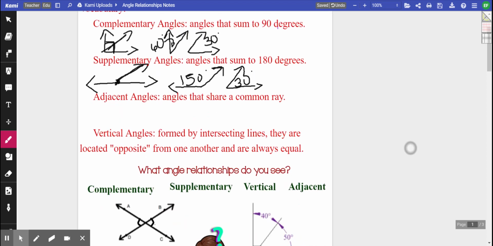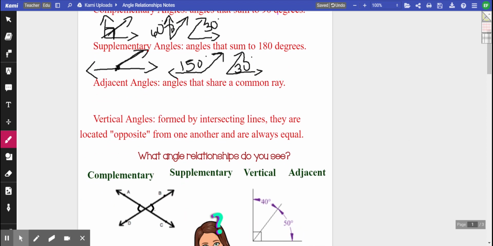All right, if we look down at vertical angles next, we said vertical angles were formed by intersecting lines, and they're located opposite from one another. So I'm just going to draw it up here, even though it doesn't go with adjacent, just because I don't really have the space. But let's draw two lines that intersect one another, right? We agree that this point right here is our point of intersection of the two lines. They are located opposite from one another and are always equal.